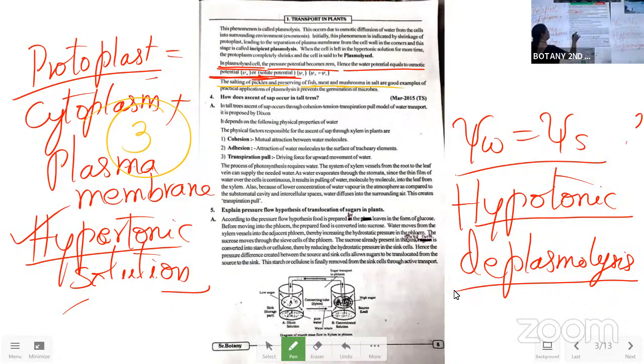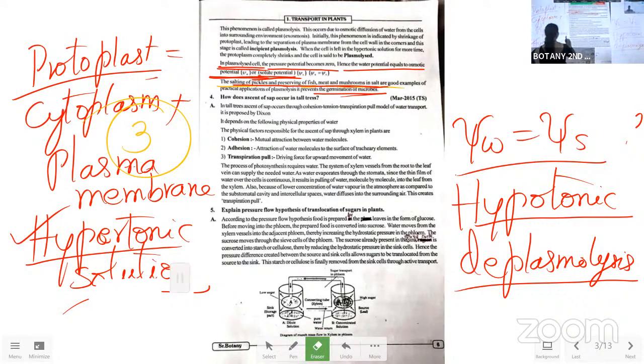And why are we making the salting of the pickles and preserving the fish, meat and the mushrooms in the salt? With this we can prevent the germination of the microbes. Like that we can preserve them for years together. Sometimes the dry fishes we can preserve for more than 2 years. There is no fungal infection for them, no bacterial infection. So that's the one what we are saying over here for the plasmolysis.